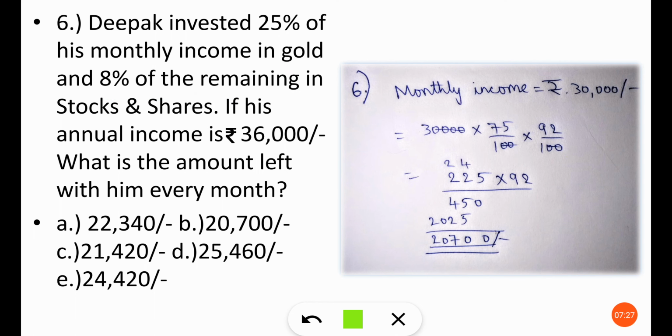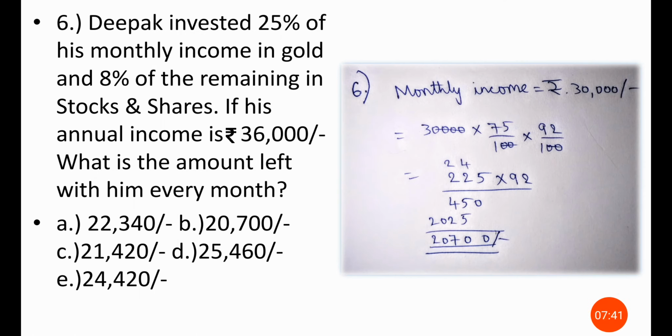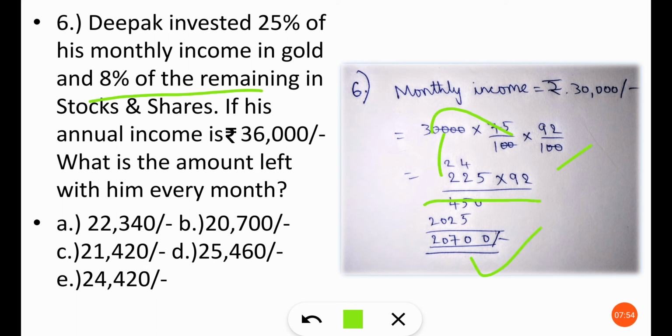If the question is given as 25% in gold and 8% in stocks, then we can add 25 and 8 and calculate 33% and remaining as 67%. But here the case is not like that. They have given 8% of the remaining, so we have to take 100 minus 8, that is 92 by 100. 30,000 into 75 by 100 is 22,500. I hope you understood the logic. And 225 into 92 is 20,700. Option B is the right answer.